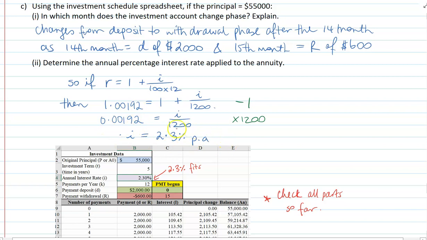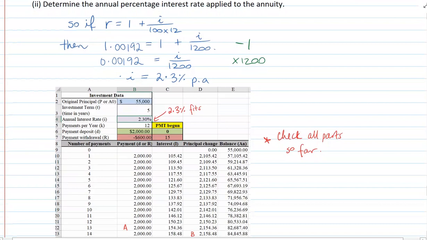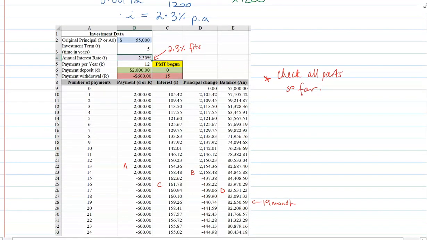So I got an interest rate of 2.3% per annum, which when I plug it into my spreadsheet, it generates values that match the spreadsheet that I got given. And then if I want to check my solutions for all the parts so far, there's my A, there's B, there's my C, and my D, and the 19th month balance. All these details look correct.